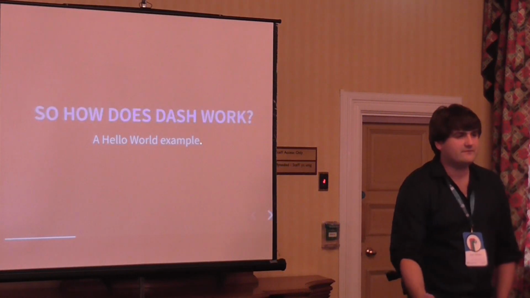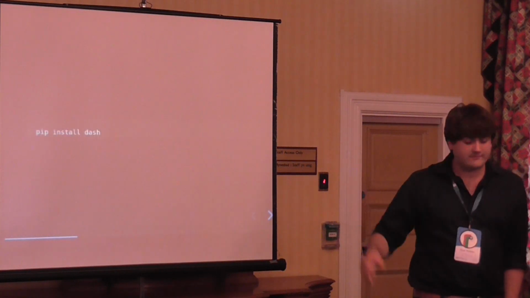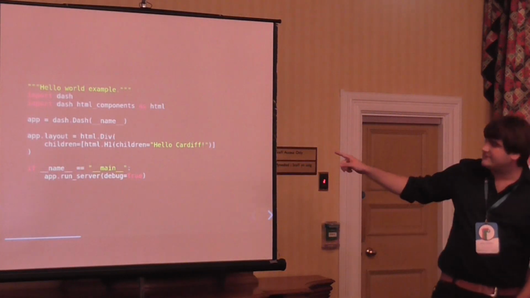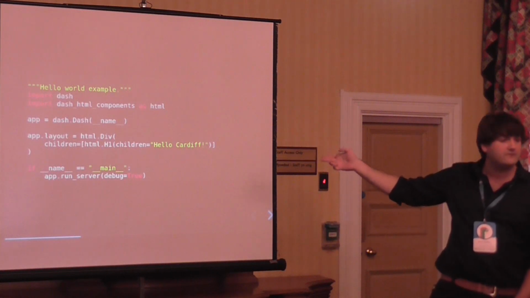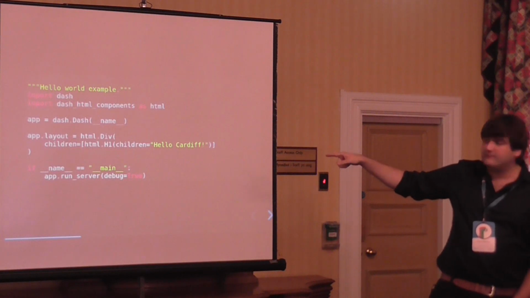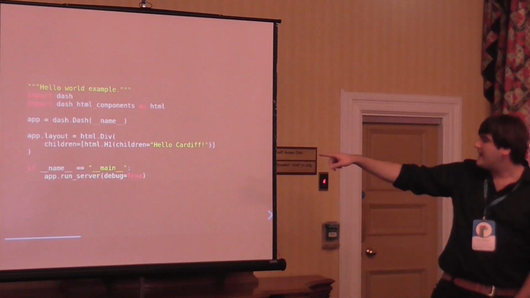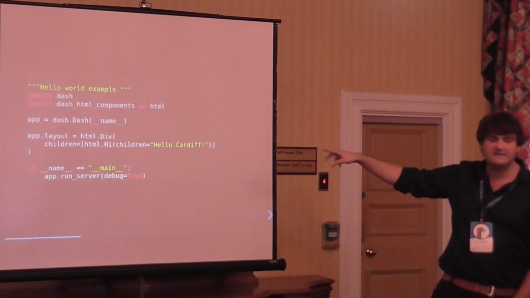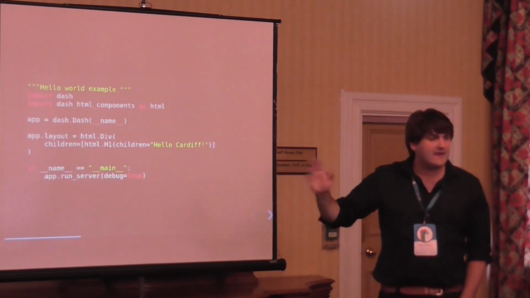So first off, how does Dash work? We'll give a quick hello world example. You can install it using pip: just pip install Dash. And this is a minimal hello world example. We create an app, just like you would in, say, Flask. Actually, under the hood, it creates a Flask app for you. You define a layout on your application, which in this case is just this div tag, a division in HTML. Inside my div I've put one other tag, which says hello Cardiff. It's a heading 1, so a big header. And then at the end, I run my app.